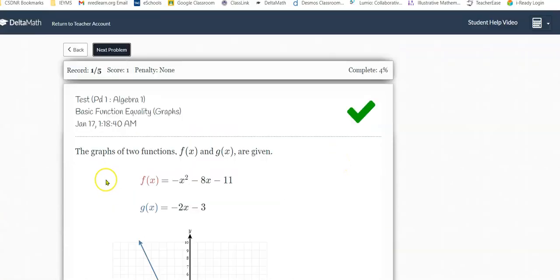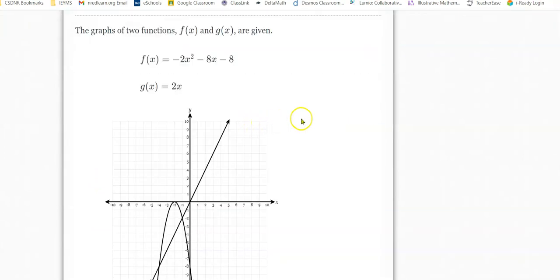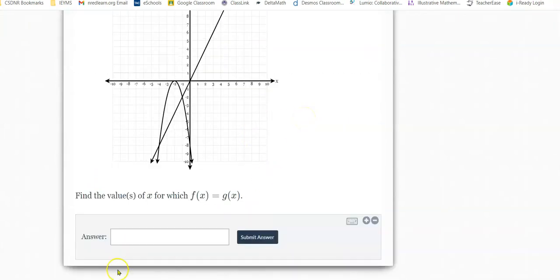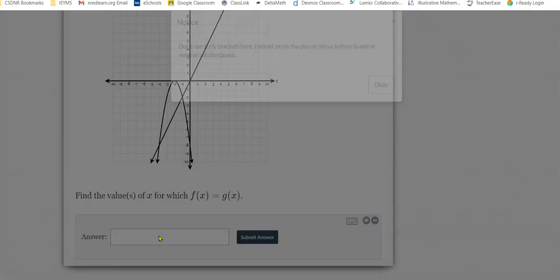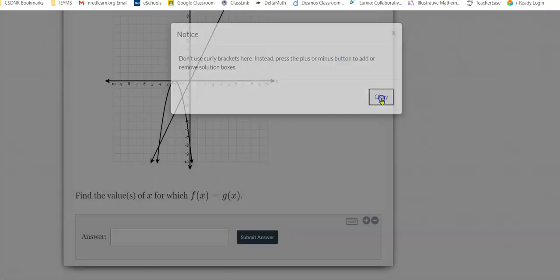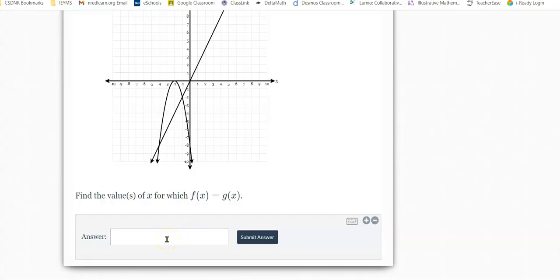Let's try that one more time. All right, let's take a look at this one here. So when I look at my parabola and my straight line, I see an intersection here at -4 and an intersection here at -1. So -4, comma, -1. They're going to put the curly brackets in for us.